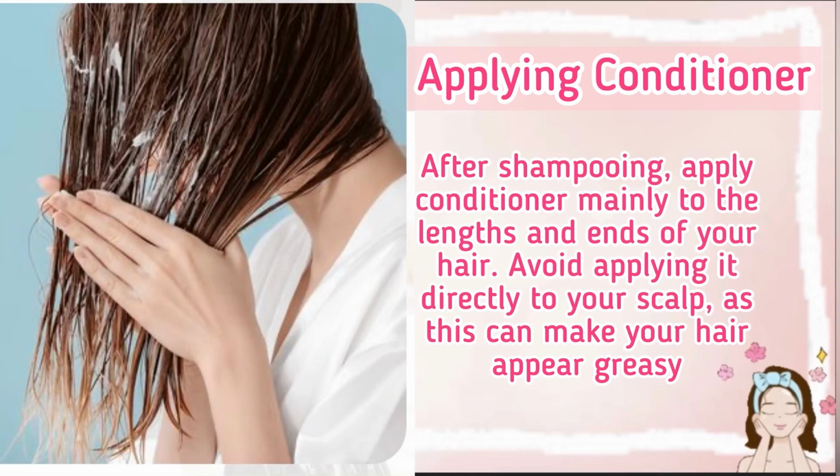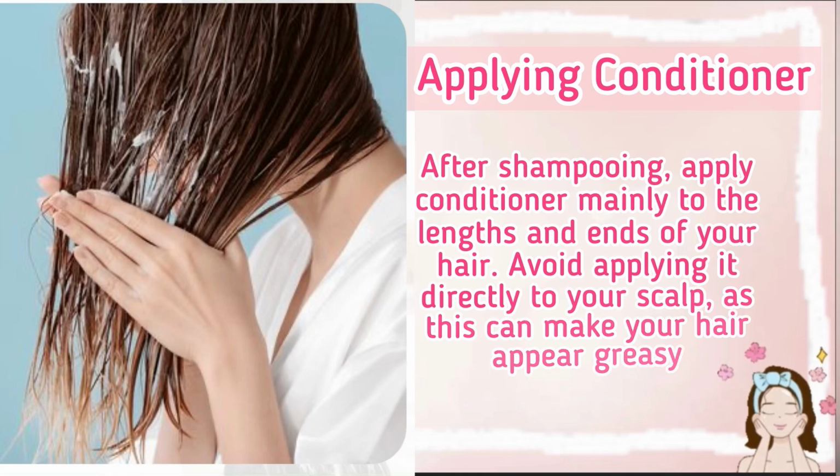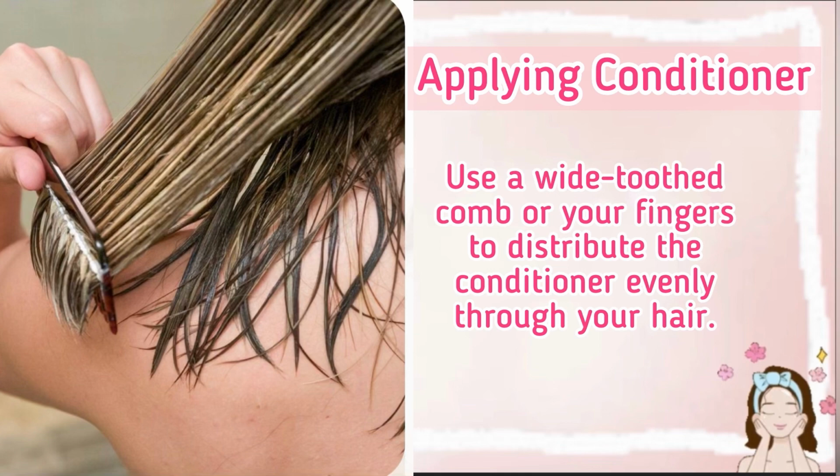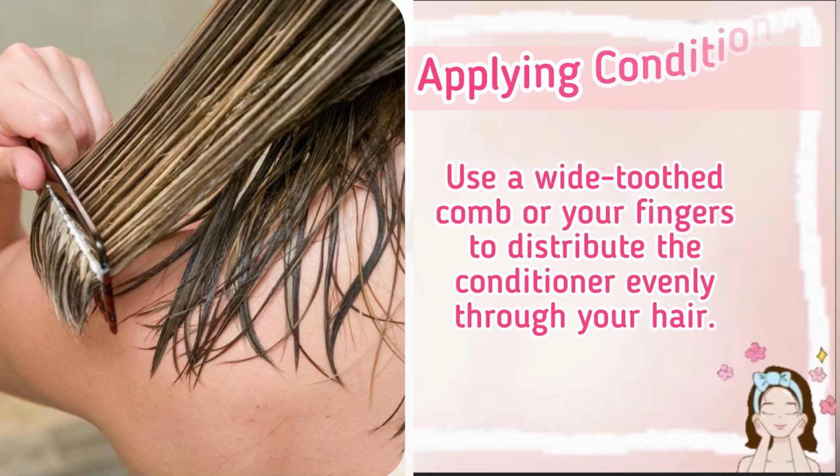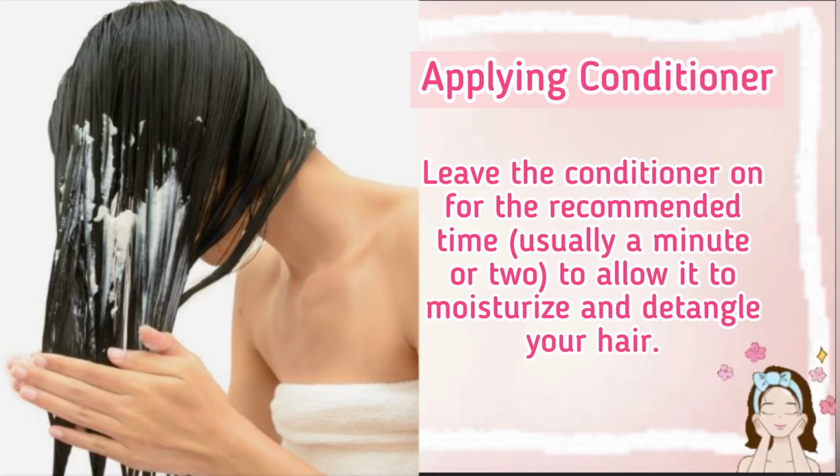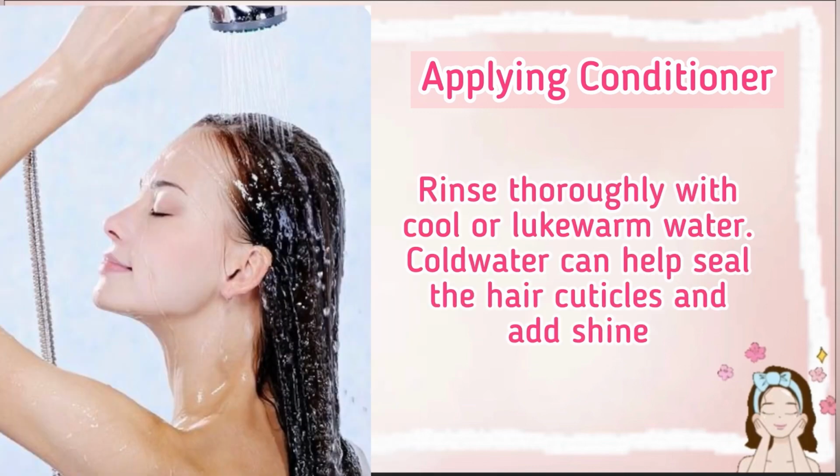Applying conditioner. After shampooing, apply conditioner mainly to the length and ends of your hair. Avoid applying it directly to your scalp, as this can make your hair appear greasy. Use a wide tooth comb or your fingers to distribute the conditioner evenly through your hair. Leave the conditioner on for the recommended time, usually a minute or 2, to allow it to moisturize and detangle your hair. Rinse thoroughly with cool or lukewarm water.